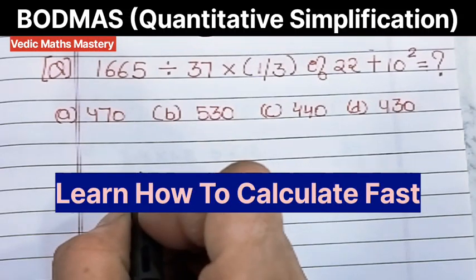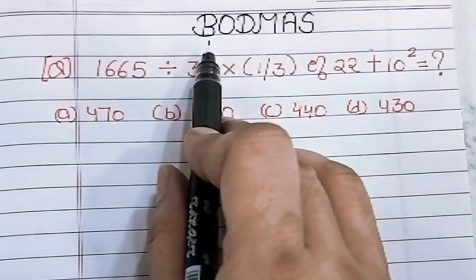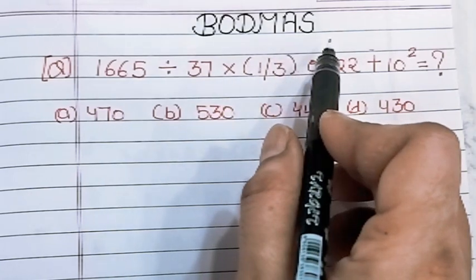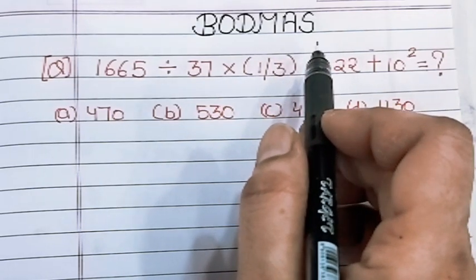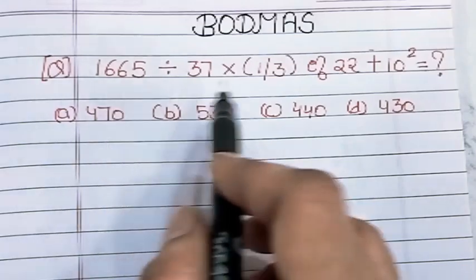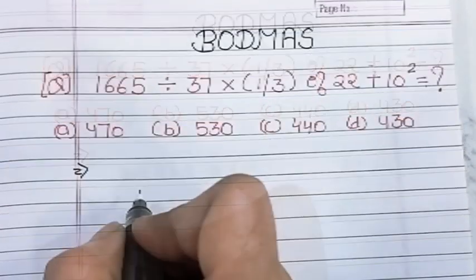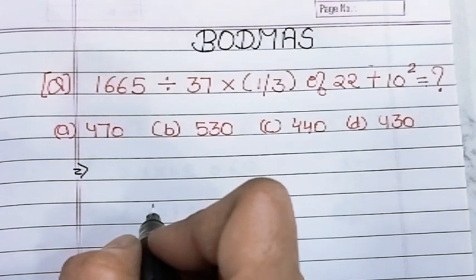So friends, based on the BODMAS rule, as you can see, brackets, order, division, multiplication, addition and subtraction. So here is the step-by-step solution to the problem as you can see here. Now we'll break it down step by step. So now resolve the "of" and exponents.